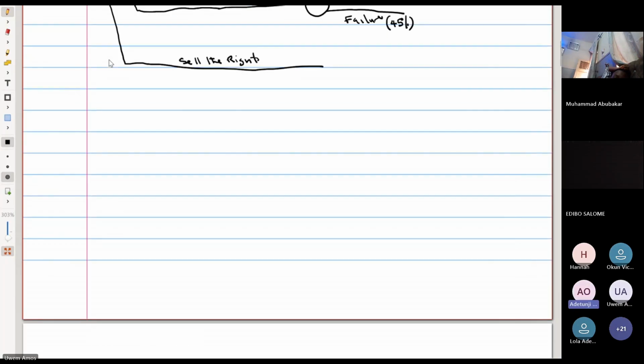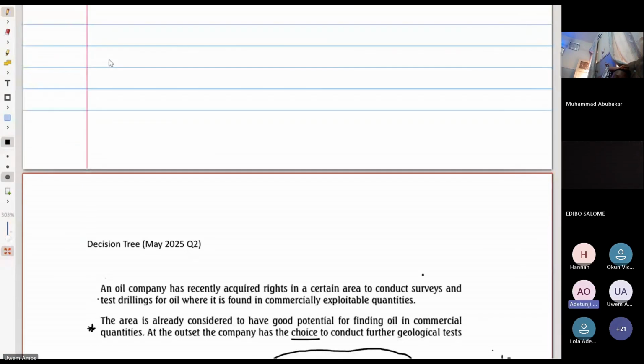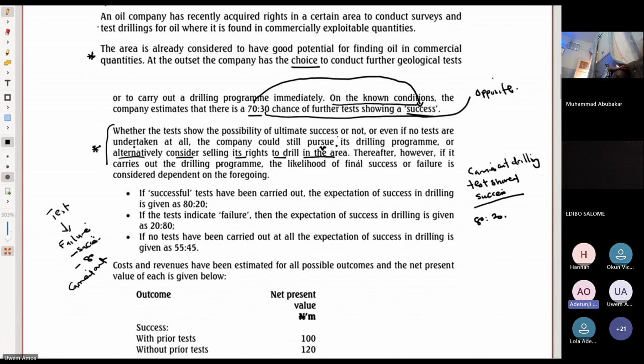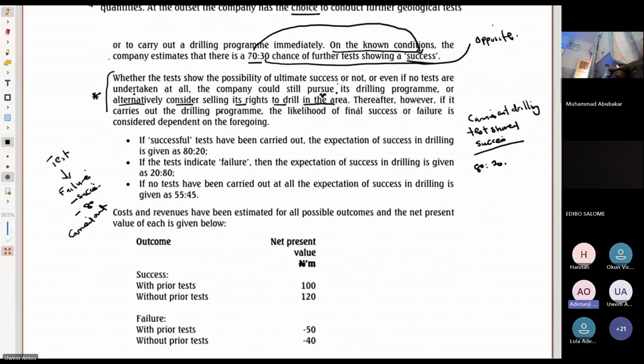Hello, sir. Yes, please go ahead. All right, thank you. I guess I lost you some time ago with my network. I don't mind if you can just take me through this again, maybe from this second part: if the test indicates failure, then the expected success is failure. If you cannot take it from there, I think I'll be fine. I think I get that first one.